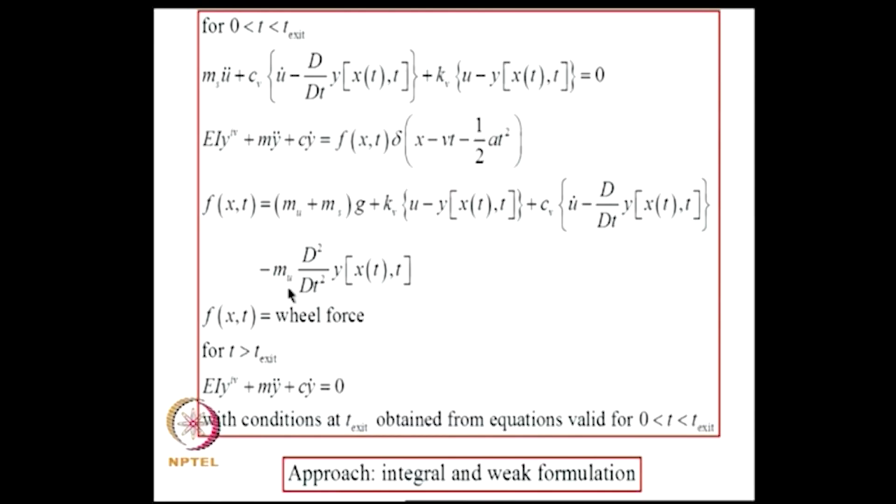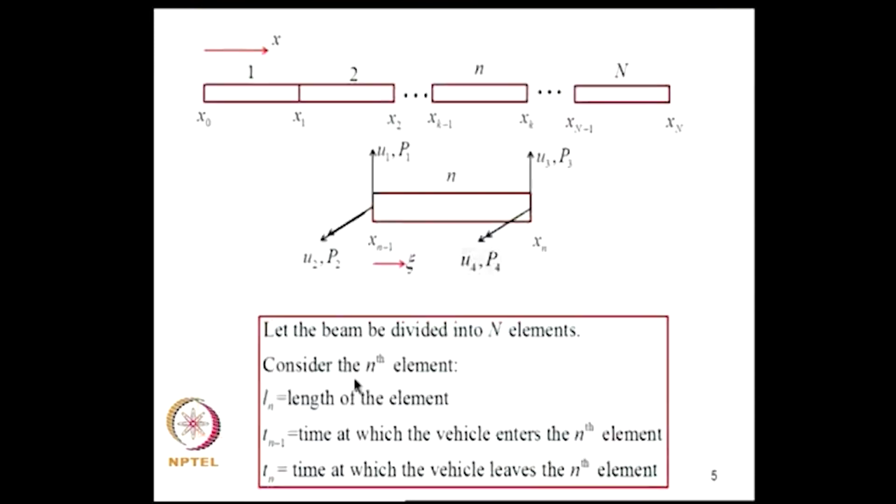We are using total derivatives here because the wheel moves on a deflected profile of the beam, and it will induce Coriolis forces. And once the vehicle exits the bridge, we consider only the free vibration of the beam, assuming that our interest is basically on the beam and not so much on the vehicle.